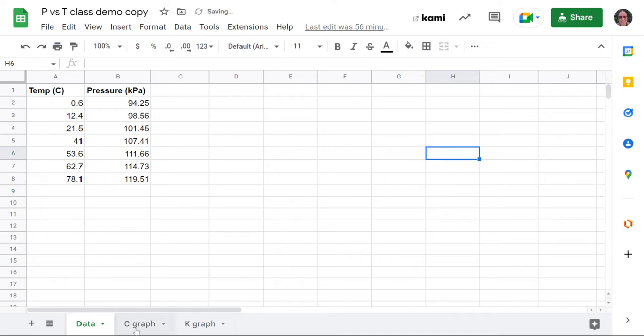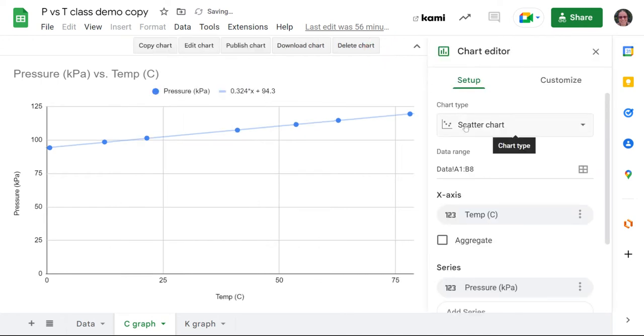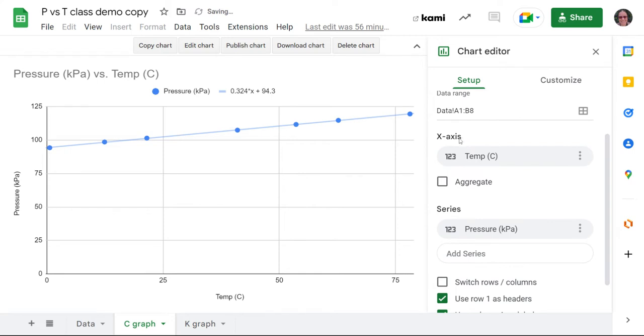So the first thing I'm going to do is make sure that you have your graph done correctly. It should look sort of like mine. If it doesn't, let's go through some possibilities of why it doesn't. So you can double click on this or click Edit Chart. And it should be a scatter chart, not a line graph. And it should have temperature on the x-axis.